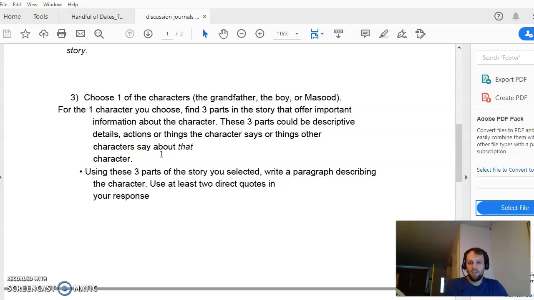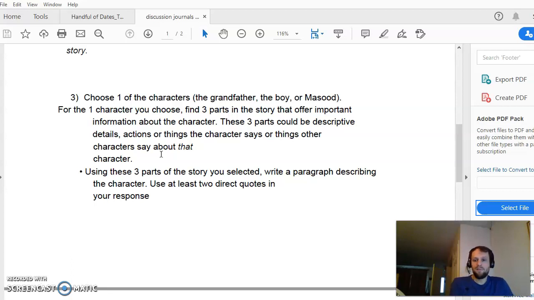And so we'll start with the grandfather here. So the fundamental question that this is really asking you is to describe what type of character the grandfather is, or the boy, or Masood. So we're asking ourselves, what is this grandfather like? So if you are just starting out with this question, it might be helpful to write down a list of adjectives that you would associate with the grandfather. So, in other words, based on your reading of the story, how would you describe him? He's a blank type of person.